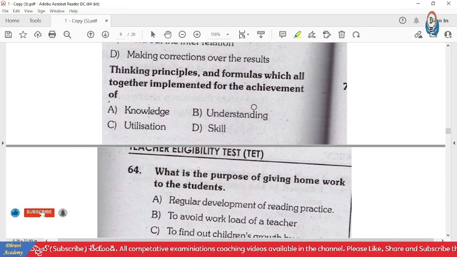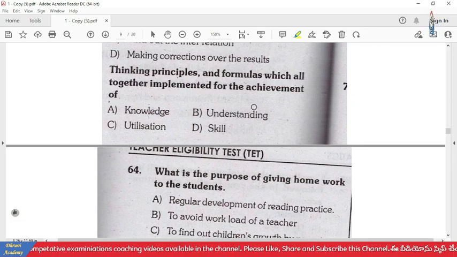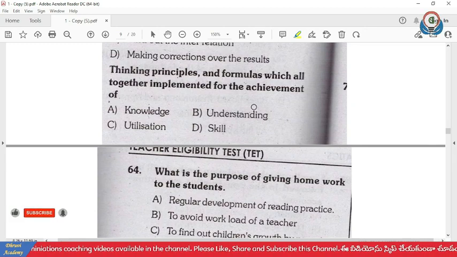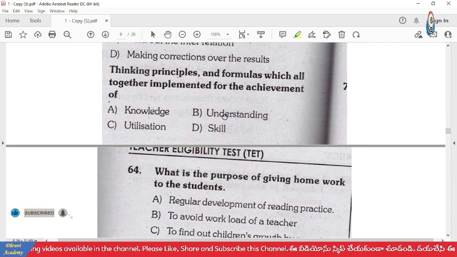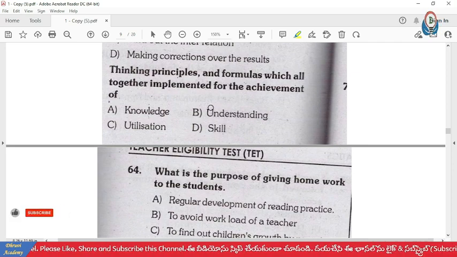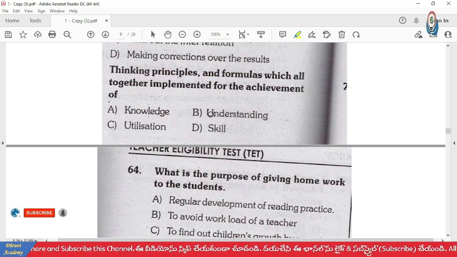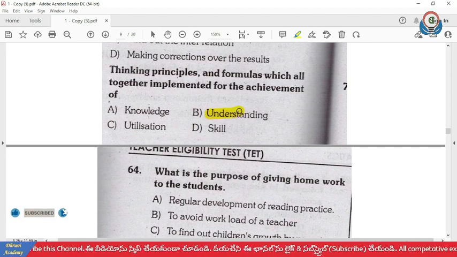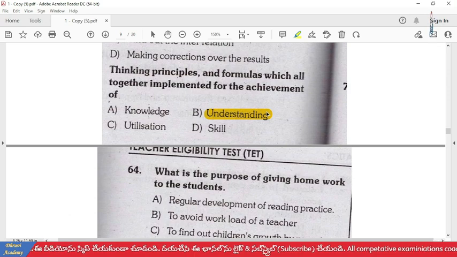Thinking principles and formulas which are all together implemented for the achievement of A. Knowledge, B. Understanding, C. Utilization, and D. Skill. Thinking principle of formula, it's implemented for the achievement. This is the process of understanding. Answer is understanding.